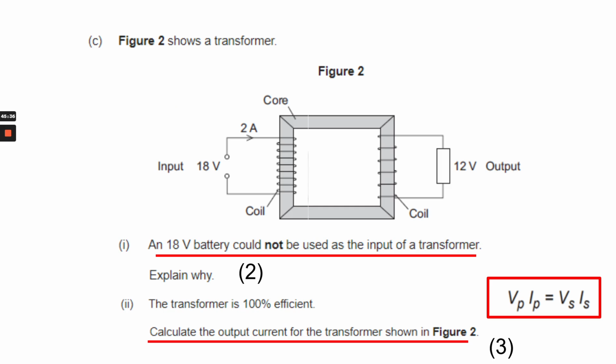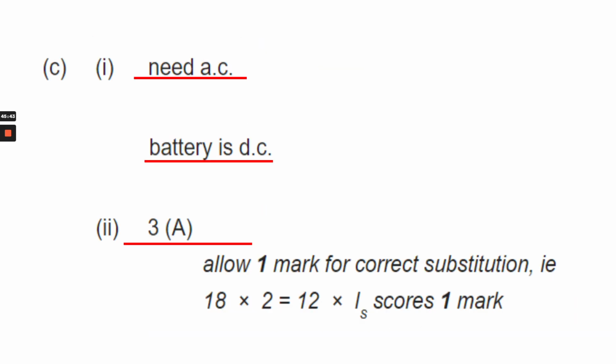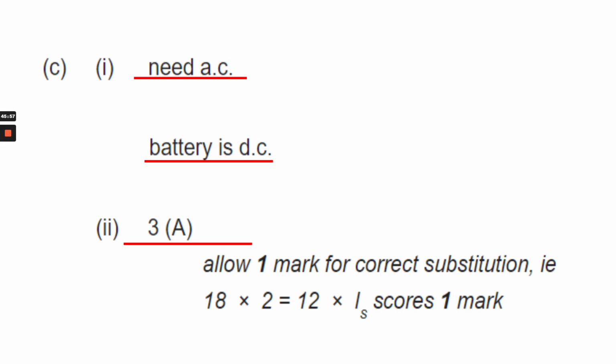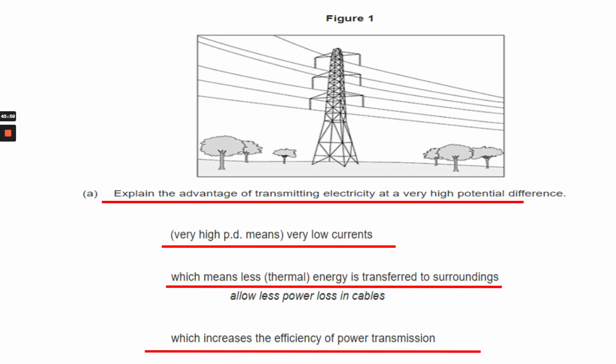Here's a real life exam question with easier numbers. An 18-volt battery could not be used. Well, that's because you need alternating current for transformers to work, and batteries give direct current. And calculate the output. Well, 18 times 2 is 36. Divide by 12 gives me 3 amps. You can do this very easily.